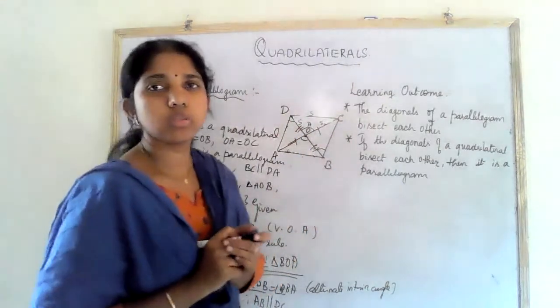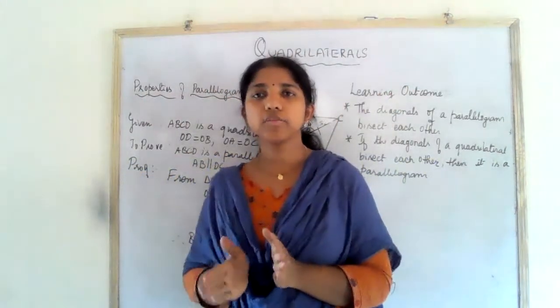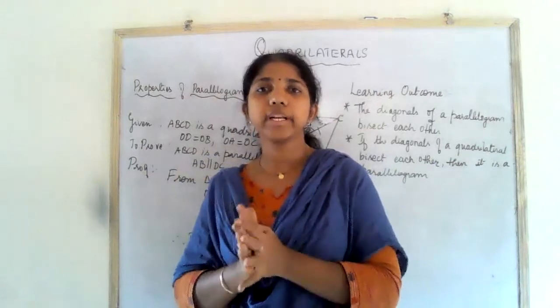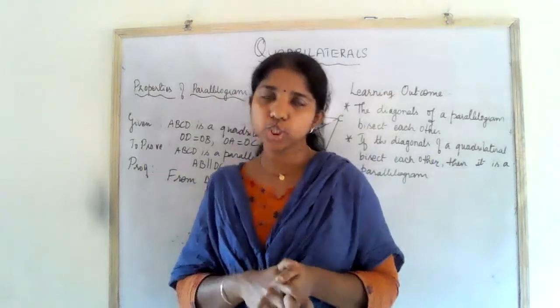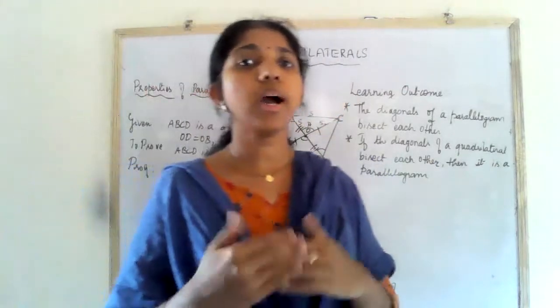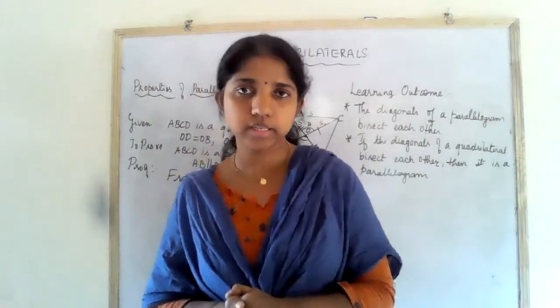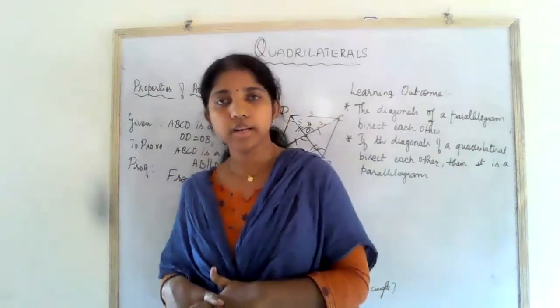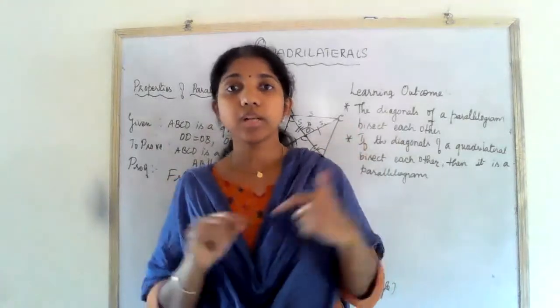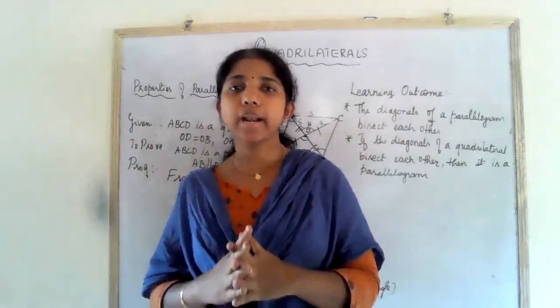So this is the proof of those two theorems: the diagonals of a parallelogram bisect each other, and if the diagonals of a quadrilateral bisect each other, then it is a parallelogram. To prove a parallelogram, we have to prove that alternate interior angles are equal. Once we prove alternate interior angles equal, the two lines where those angles are formed with the transversal will be parallel.